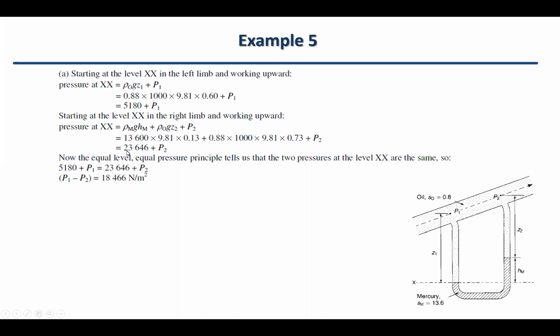So the result is 23,646 plus P2. On the left-hand side, the values are the same; by equating them we have the equation, and by rearranging P1 minus P2, the answer is 18,466 newtons per square meter.